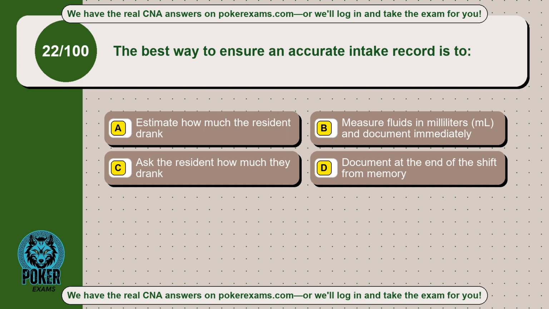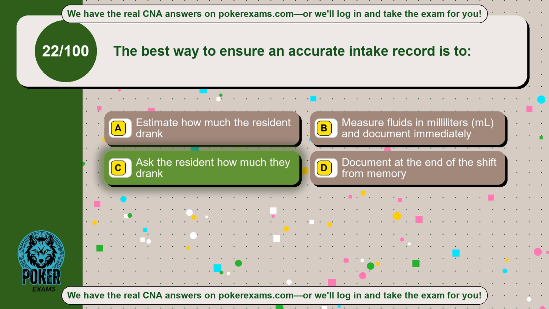Question 22. The best way to ensure an accurate intake record is to: Option A. Estimate how much the resident drank. Option B. Measure fluids in milliliters, ml, and document immediately. Option C. Ask the resident how much they drank. Option D. Document at the end of the shift from memory.